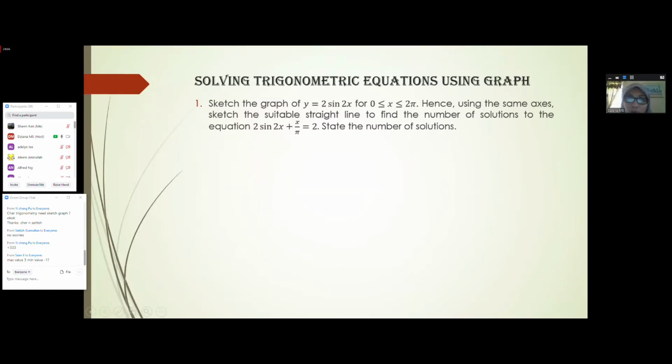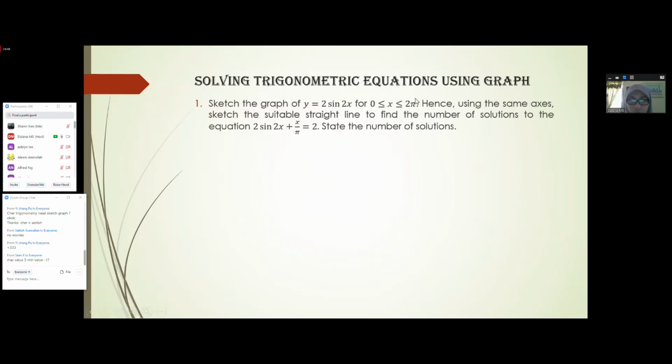Sketch the graph of y equals to 2 sine 2x for x between 0 to 2 pi, hence using the same axis, sketch the suitable straight line to find the number of solutions to the equation 2 sine 2x plus x over pi equals to 2. State the number of solutions. Okay, for this type of question, it always comes out in SPM, paper 2, section A, and it's about 5 to 6 marks. Okay, all right. There are two parts of the question.